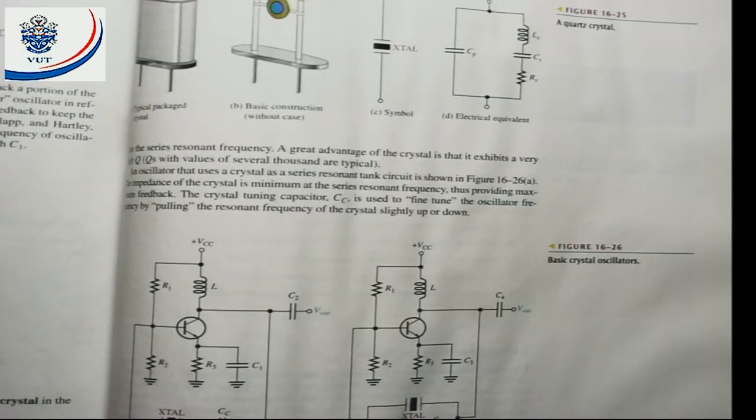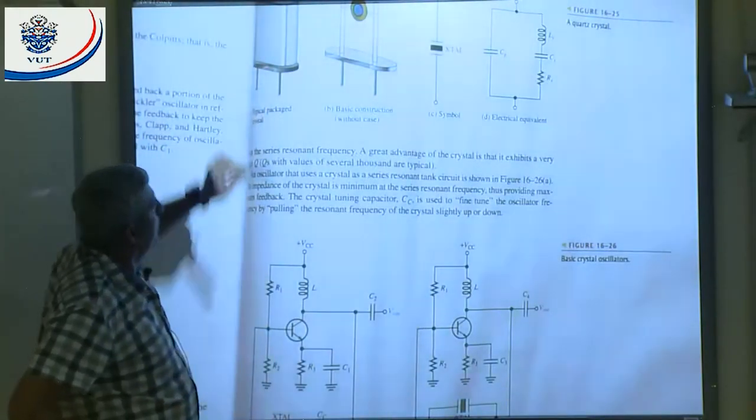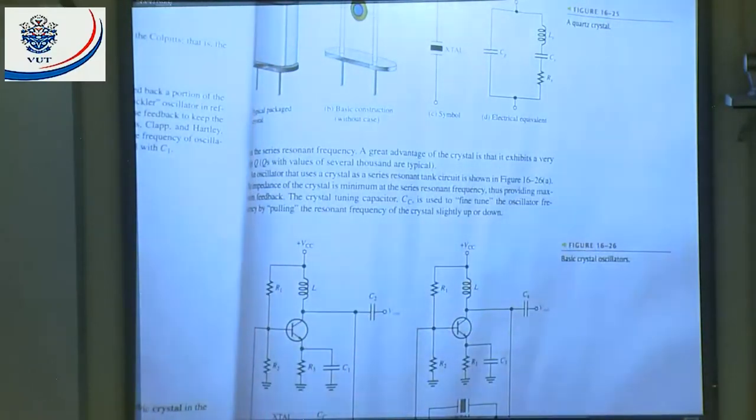An oscillator that uses a crystal in a series resonant circuit is shown in figure 16.26A. The impedance of the crystal is minimum at its series resonant frequency, thus providing maximum feedback. The crystal tuning capacitor CC is used to fine-tune the oscillator frequency by pulling the resonant frequency of the crystal slightly up or down. Now, if you look at this, let me just move it a little bit down.